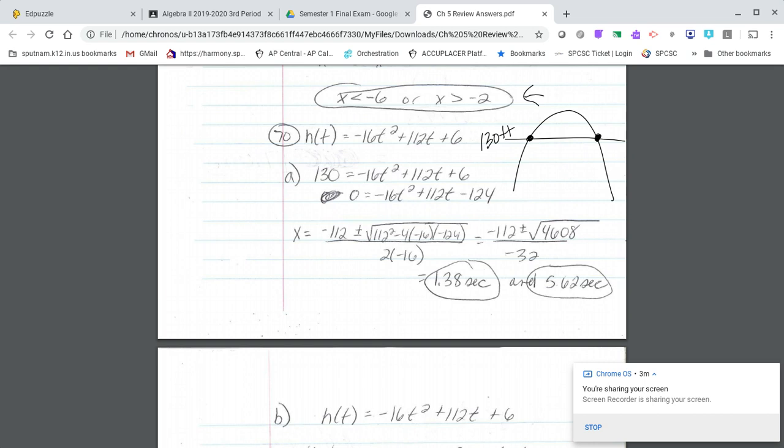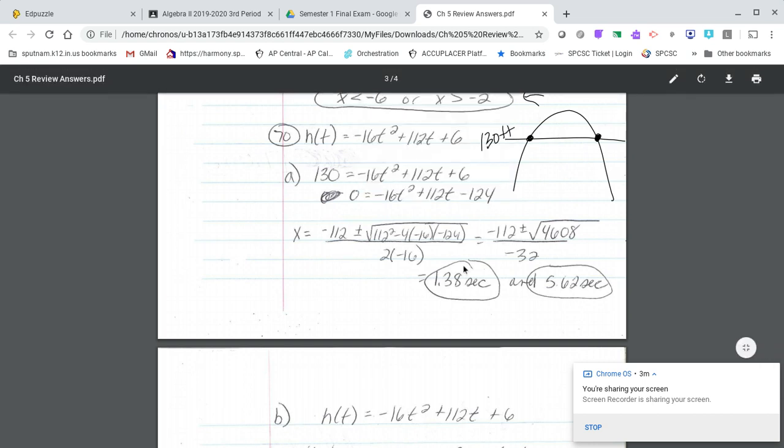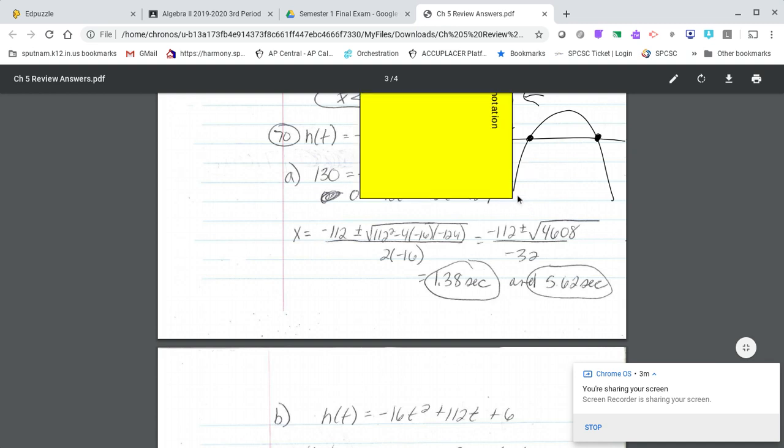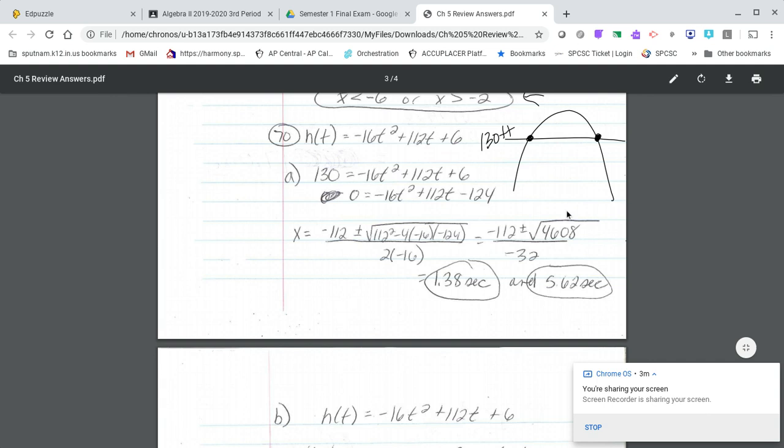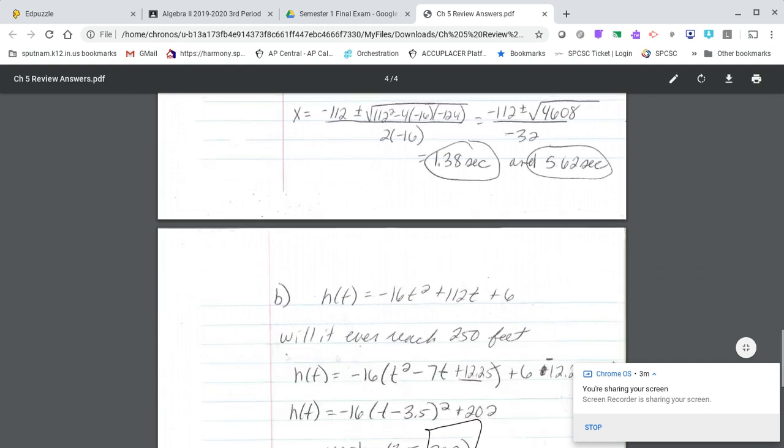Number 70 is another story problem about the height. Only this one, it asks, when will it reach 130 feet? And so instead of setting it equal to 0, I set it equal to 130, and then I had to subtract that over to get this equation. And then I did the quadratic formula, and notice I got 2 answers. Why did I get 2 answers? Because it hit 130 feet on the way up, and then on the way down, it hit 130 feet again. And so you can get 2 answers, but you can't have a negative time, okay?